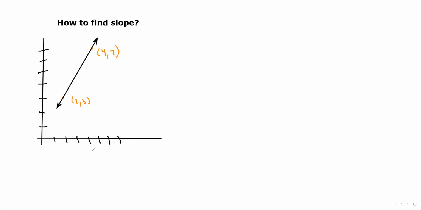Okay. So in order to calculate the slope, one of the ways we can do that is by using the slope formula. So the slope formula is m is equal to y2 minus y1 over x2 minus x1. Okay. So where do these variables come from?